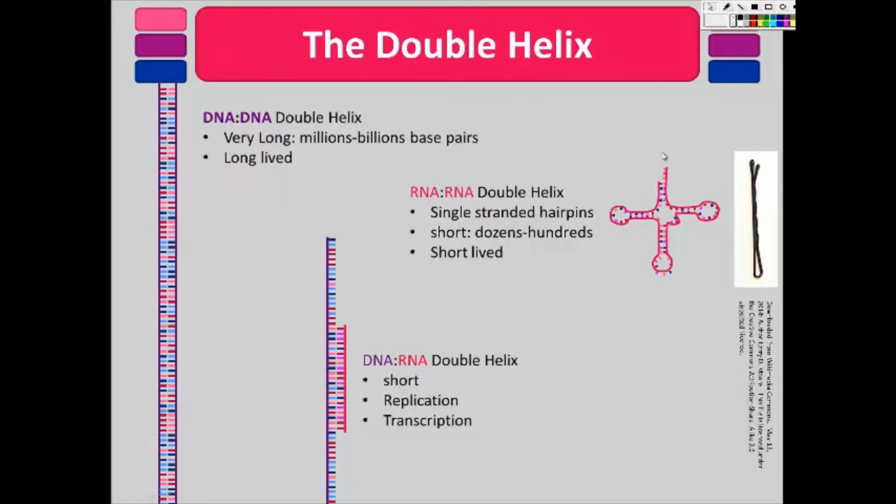RNA molecules are typically much shorter. They're also typically single-stranded. Still, single-stranded RNA molecules can double back on themselves and form short distances of base pairs. These structures are often called hairpin loops because they resemble a bobby pin. From this we learned that nucleic acids can exist in DNA-DNA combinations, DNA-RNA combinations, and for short stretches as RNA-RNA combinations.